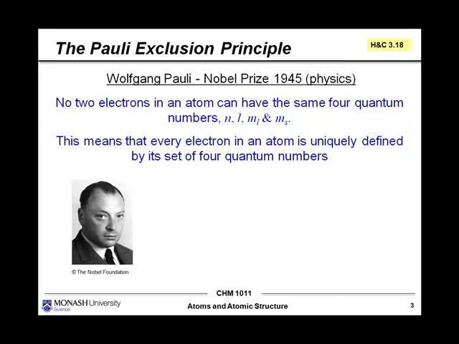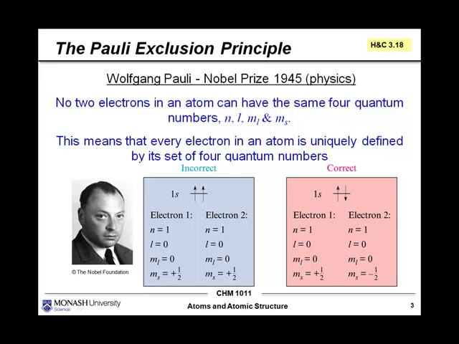The Pauli Exclusion Principle was named after Wolfgang Pauli, who got the Nobel Prize in 1945 for his work in this area. The Exclusion Principle states that no 2 electrons in an atom can have the same 4 quantum numbers, n, l, ml, and ms. This means that every electron in an atom is uniquely defined by its set of 4 quantum numbers. No electron can have the same 4 values for these 4 quantum numbers.